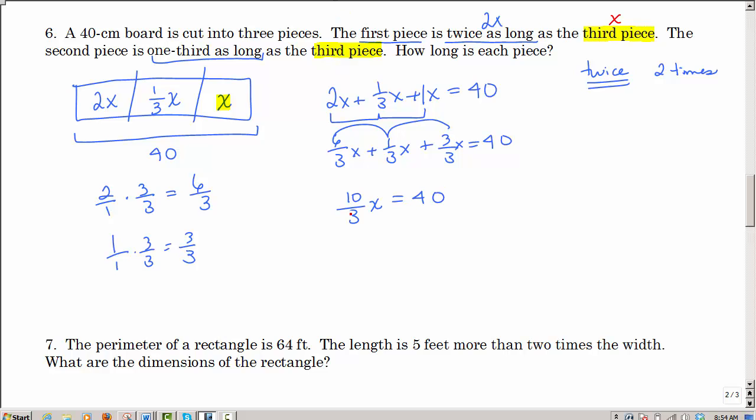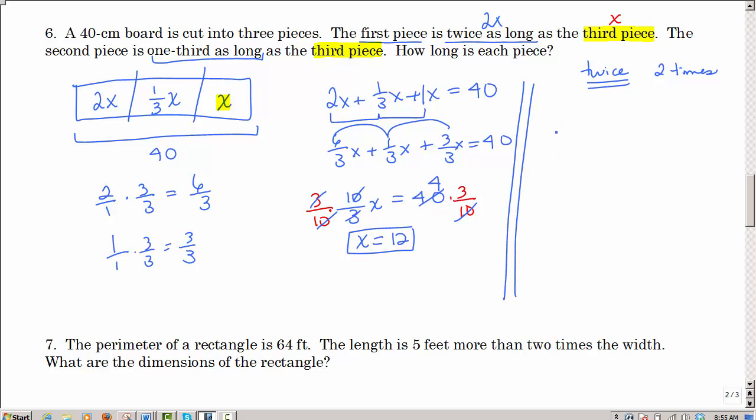Then, to get rid of my 10/3, or to get x by itself, I would multiply both sides by that reciprocal, because that would give me 1x. 10 goes into 40 4 times, 12. Right, so that is one way.